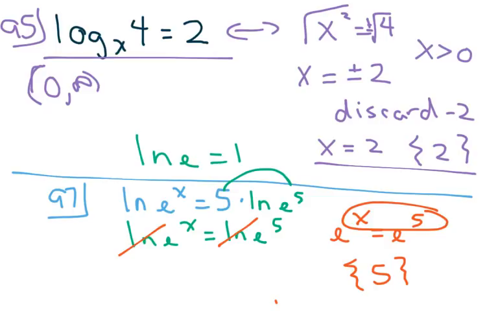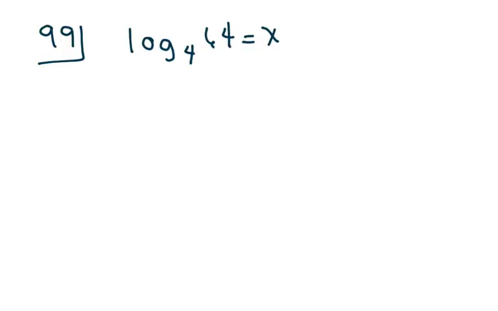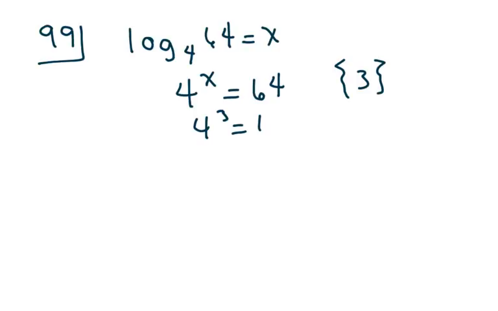Alright, 99. We have log base 4 of 64 equals x. So we rewrite it: 4 to the x equals 64. So my solution set is 3, because 4 cubed equals 64.